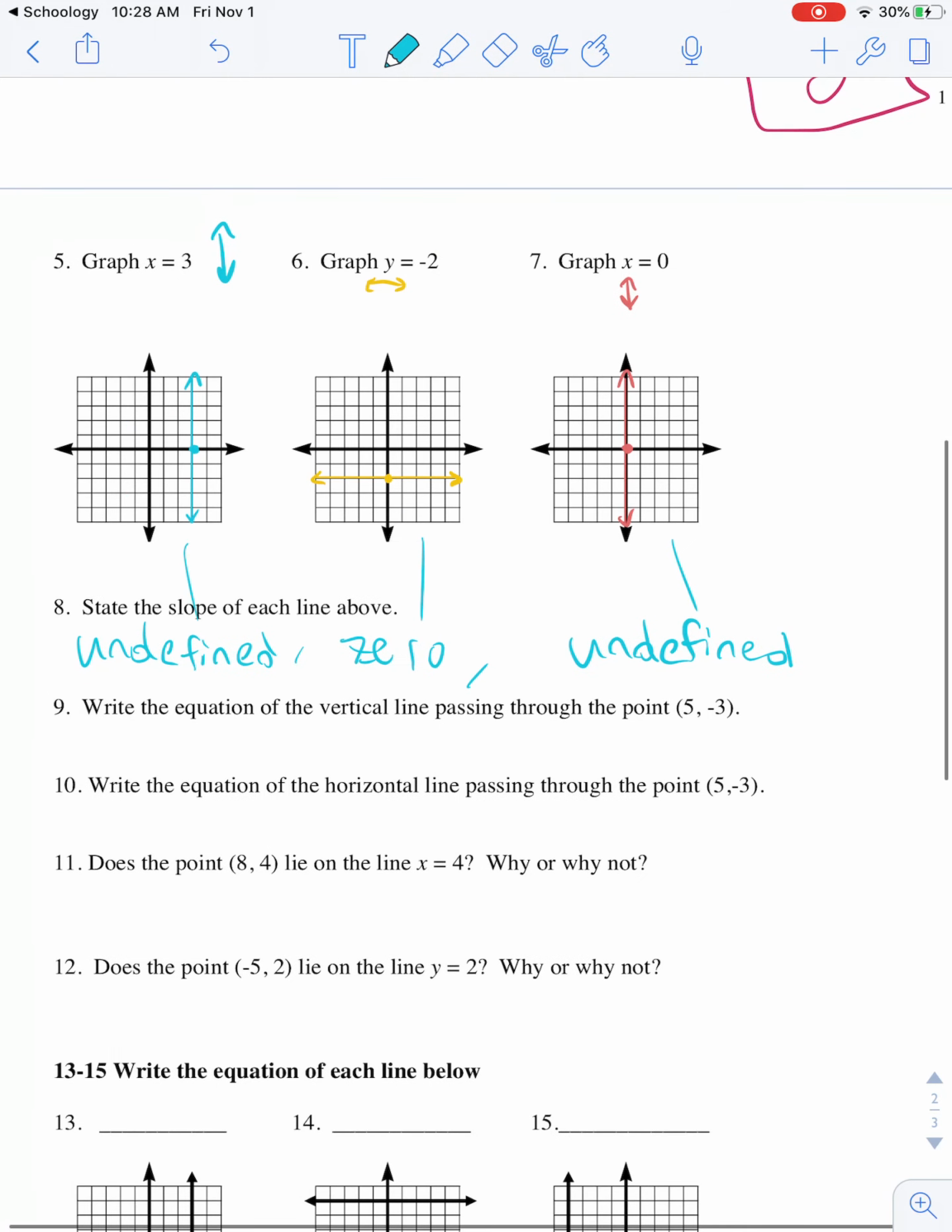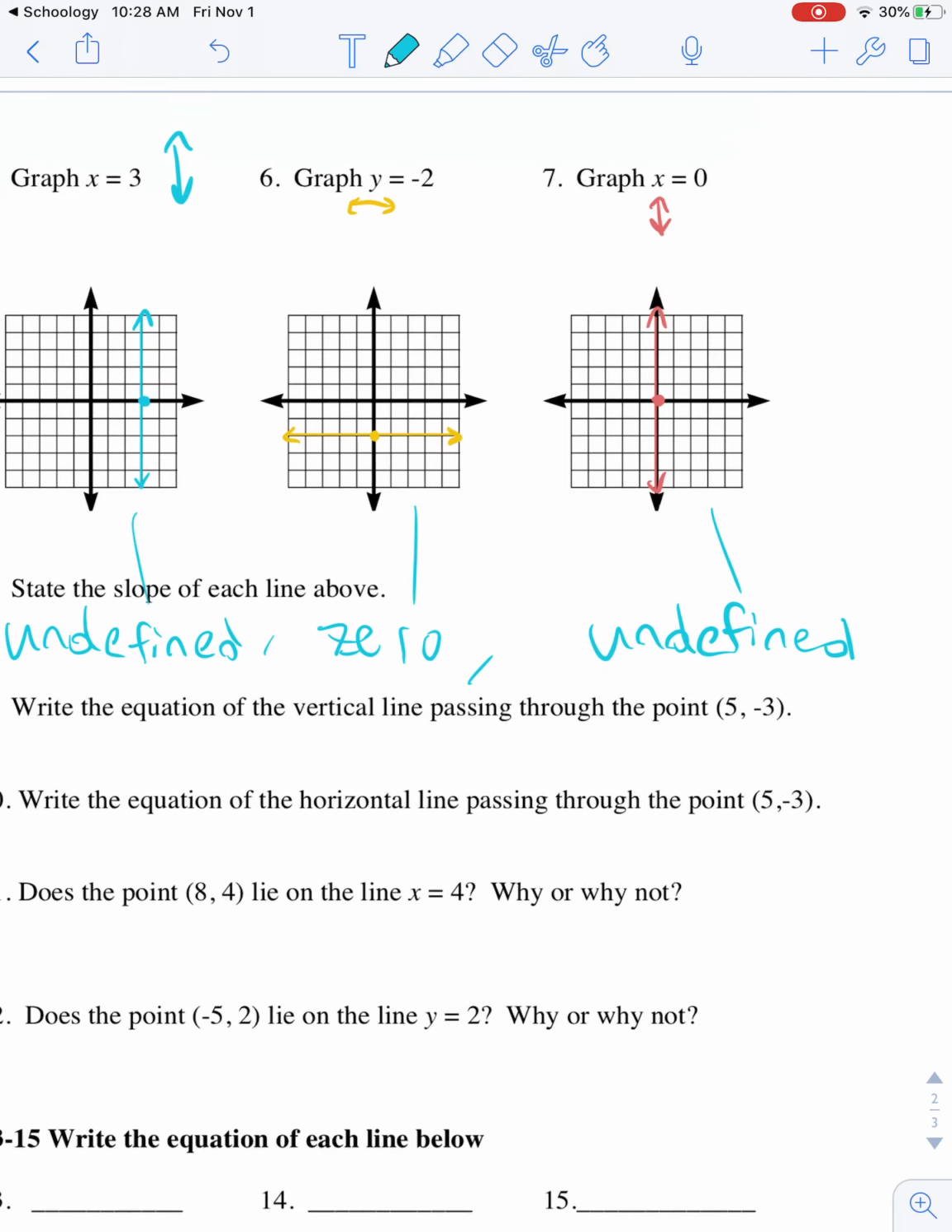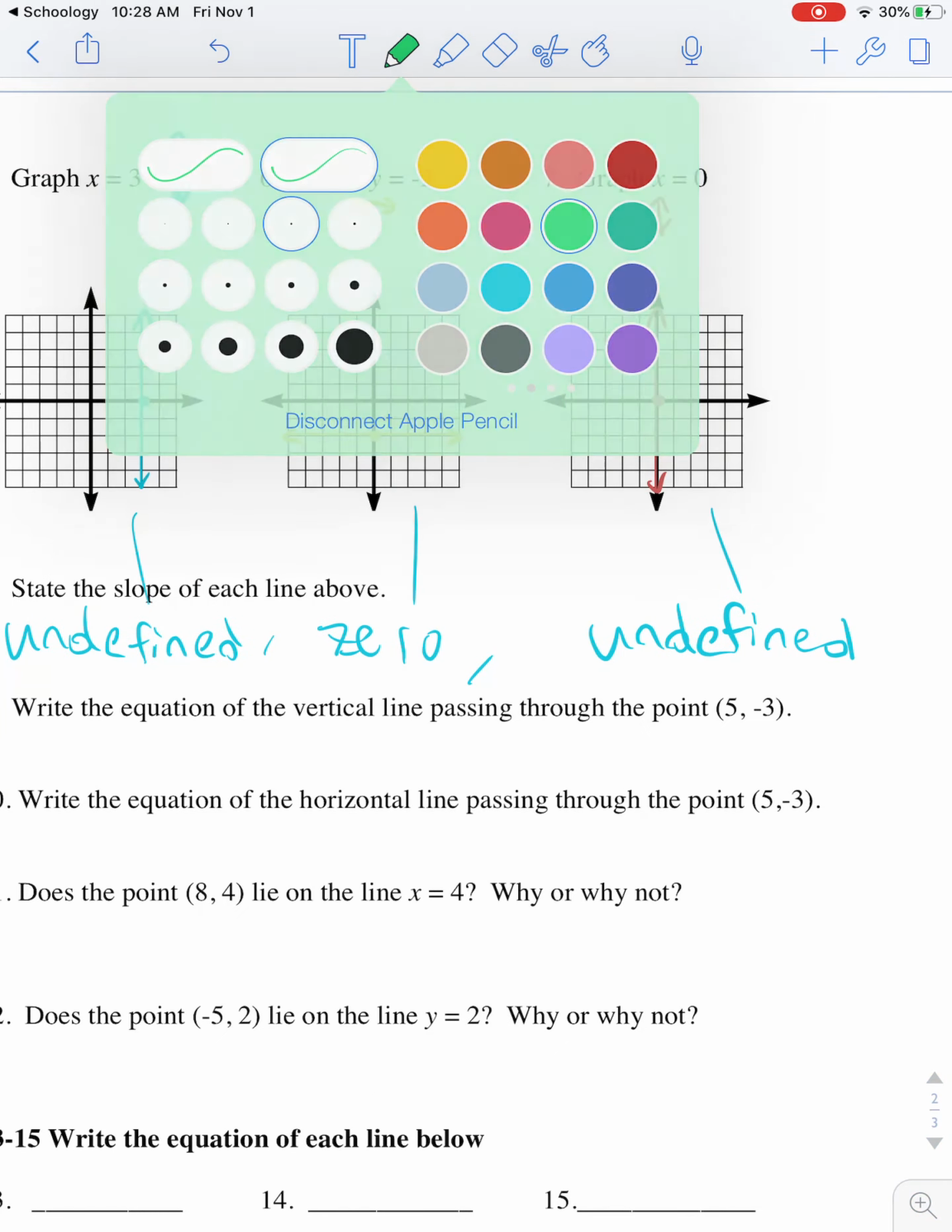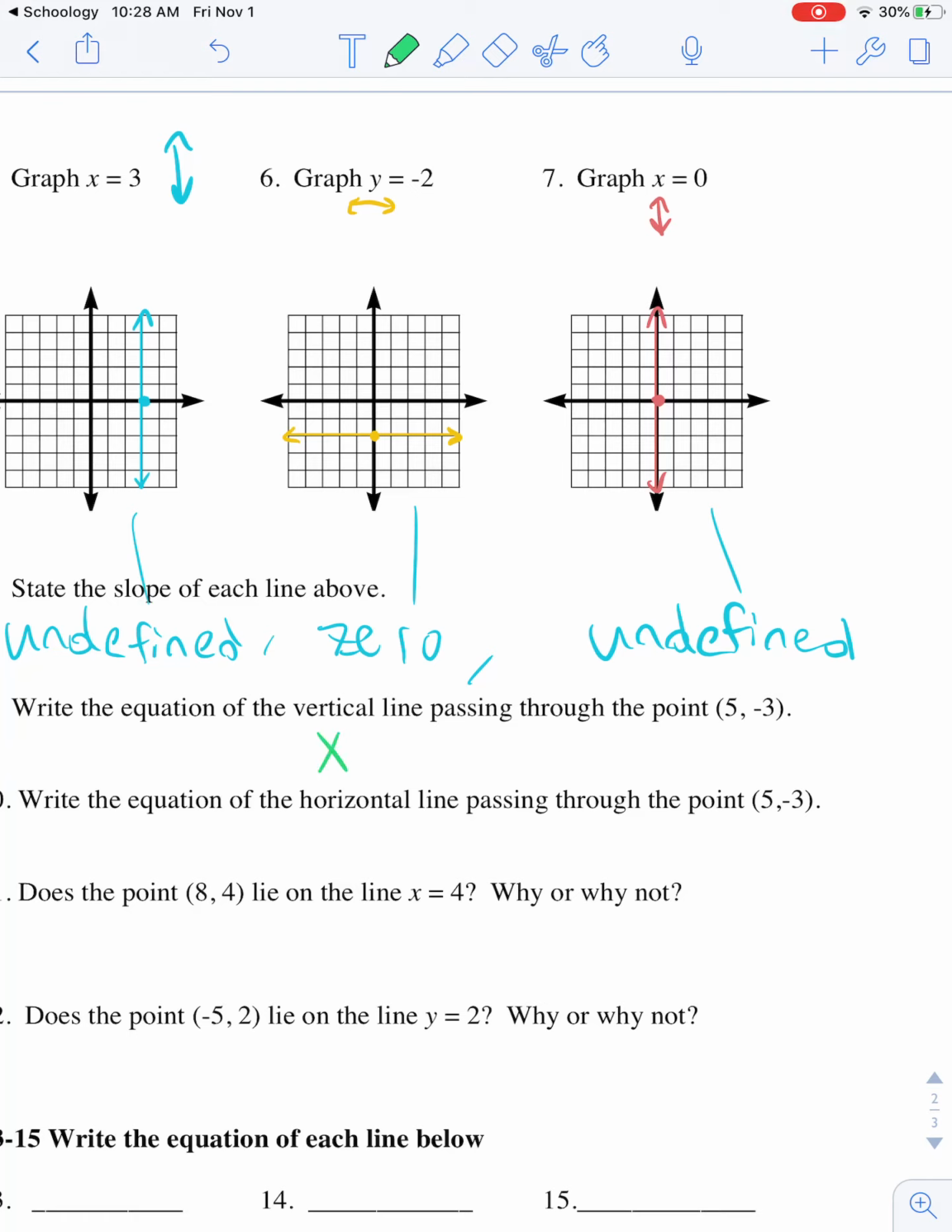They ask us to write the equation of the vertical line that passes through the point (5, -3). Well, vertical lines are all x equals lines. So you know it's x equals something. Well, look at the ordered pair, (x, y). X is 5. That means x is always 5. You can tell just from the point. Because if I were to plot this point, (5, -3) would be somewhere over here. This is 5, and it'd be a vertical line at x equals 5.